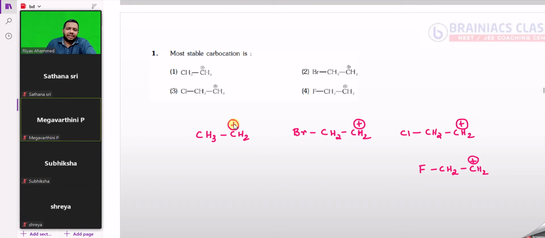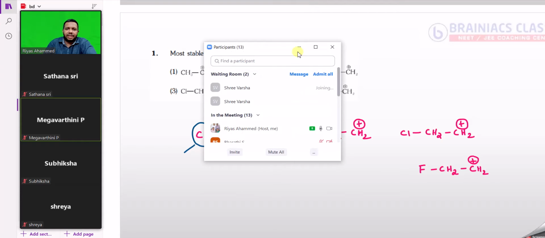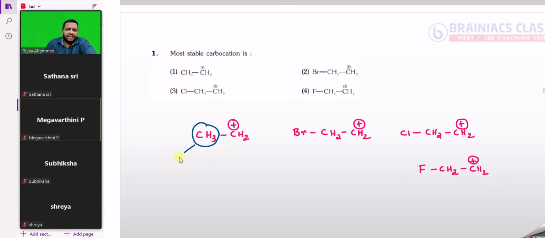We know that here CH3 plus charge is present. So what is the role of CH3 here? What effect does it have? We know that CH3 has a plus I effect. Plus I effect means repulsion of electrons. So this group will repel electrons towards the positive charge. We know that electrons are negative charge, so negative and positive will get neutralized. That means it becomes chargeless.